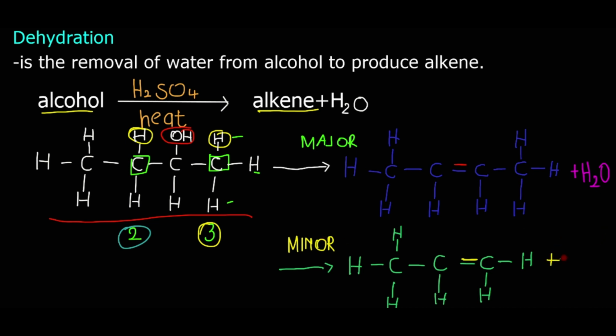So always check whether the question asks for the major or the minor. So that is the dehydration anyway. So the key thing is remove from alcohol and then produce the alkene. The reaction condition is sulfuric acid. So always this condition is important, don't ignore it when writing your product. So you must write that it is sulfuric acid under heat. So that's it for dehydration.